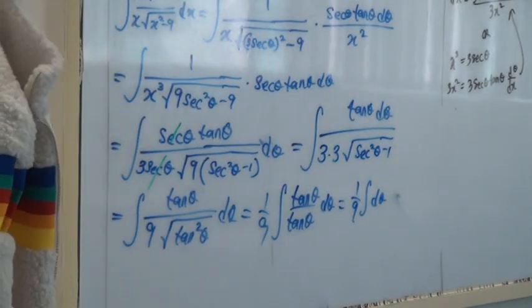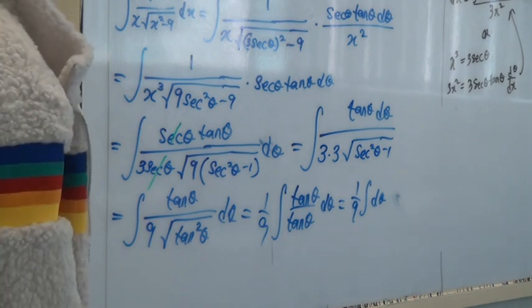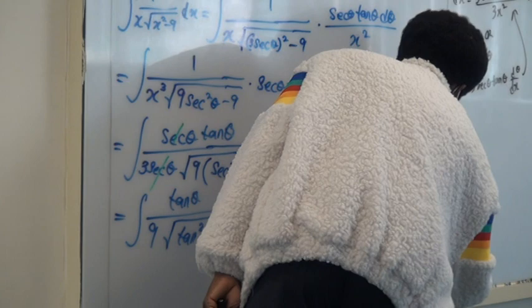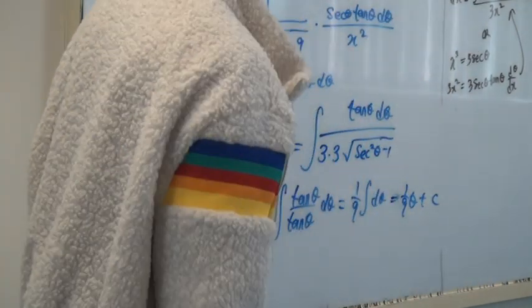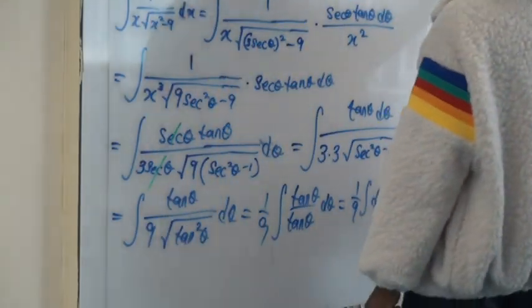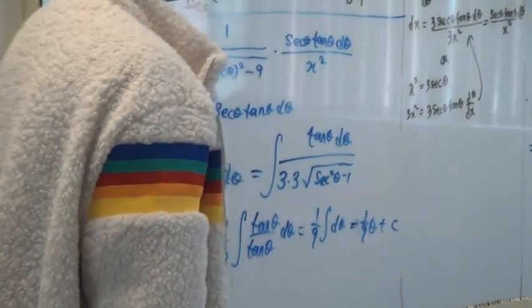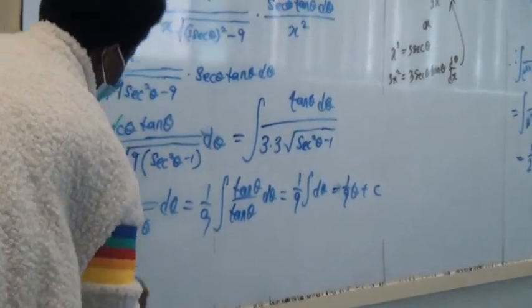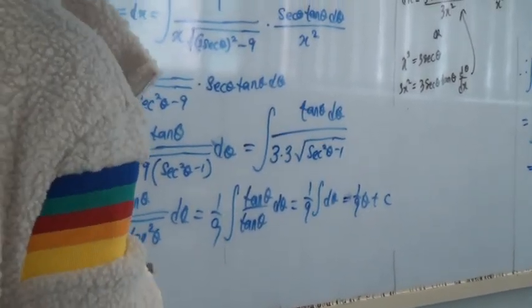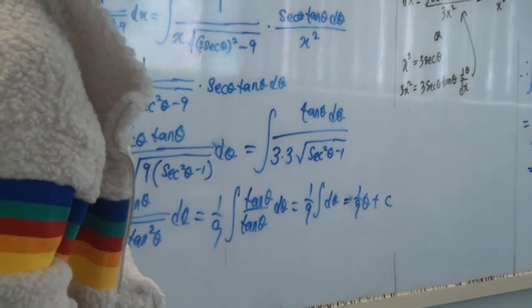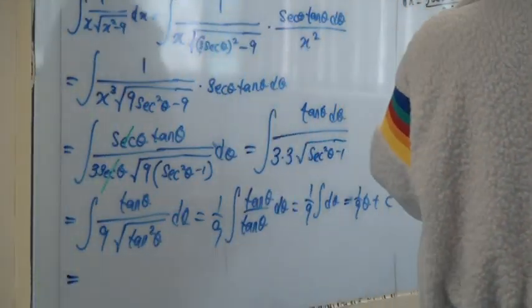So 1 over 9 integral d theta, isn't it? And what is integral d theta? Just theta plus c, yes? So this is going to be 1 over 9 theta plus c. It's looking promising because we have our 1 over 9. So what is theta? Oh, we don't have anything for theta yet. So try to form something for theta.